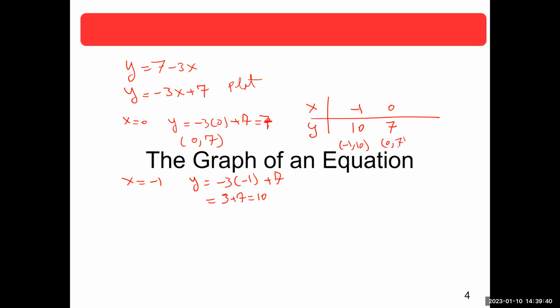So let's take another, we go +1. Then y equals -3 multiplied by +1 plus 7. That's going to give you -3 plus 7. That's equal to 4. So we're going to put 4 in here. So that point here is (1, 4). Let's try to plot those 3 points.